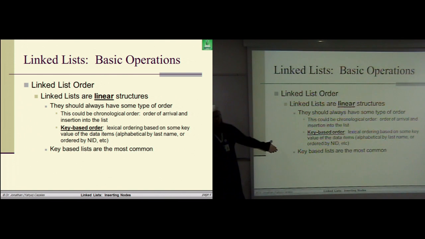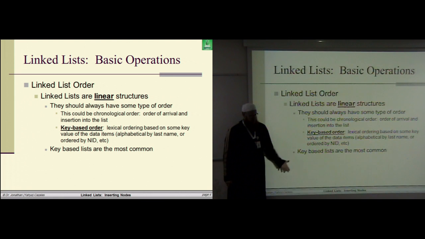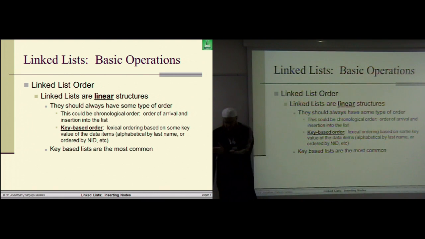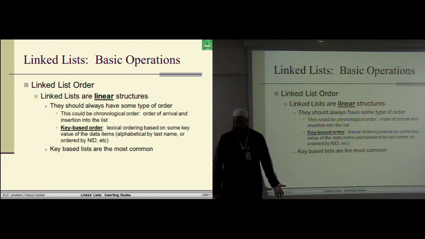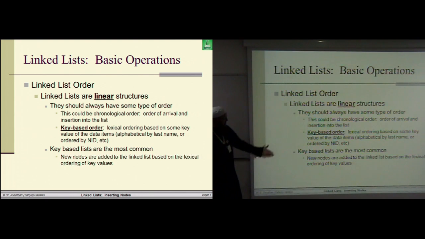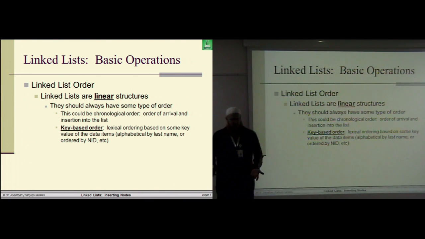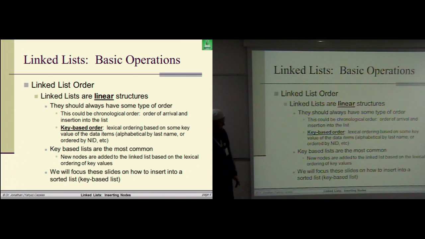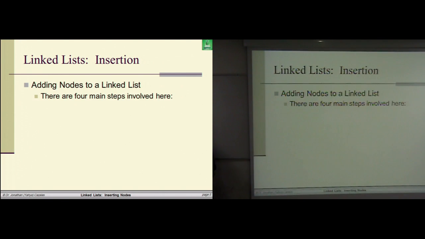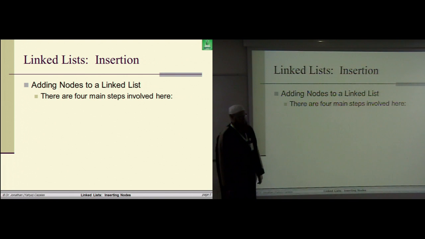So key-based orders are the most common, and this is what we'll focus on, because the linked list should have some type of order. Maybe the key is a first name, last name combination. Maybe that's the key. Like alphabetically, by first name, last name, okay? So we will focus on a key-based order. We want to add nodes to our list. How do we add nodes to our list?